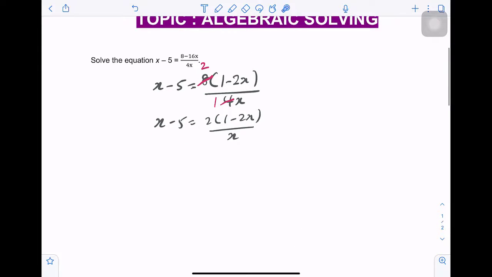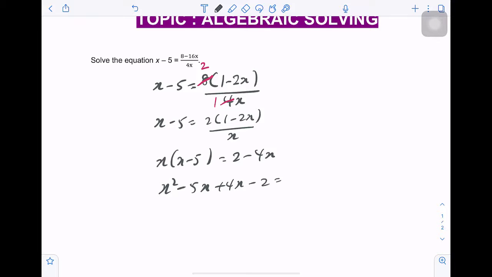Now, this x here, we will transport it to the other side by a cross multiplication. So x times (x minus 5) is equals to 2 minus 4x. Okay, these two, you can bring it back in here. Then this becomes x squared minus 5x plus 4x minus 2. Bring everything to the left side. x squared minus x minus 2 is equals to 0.